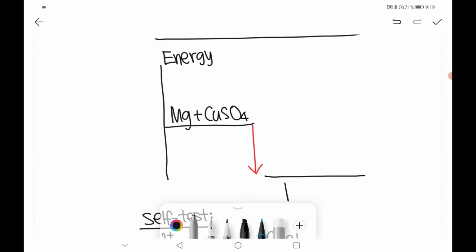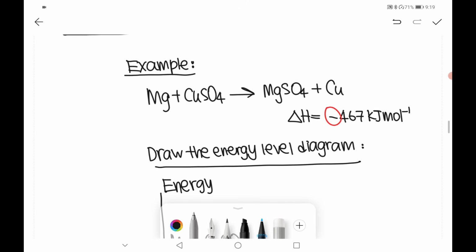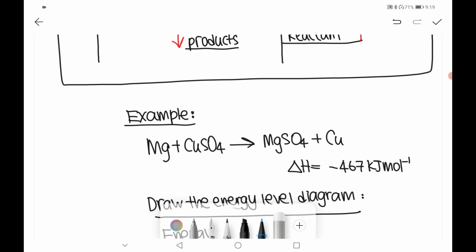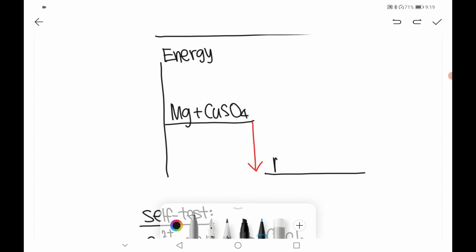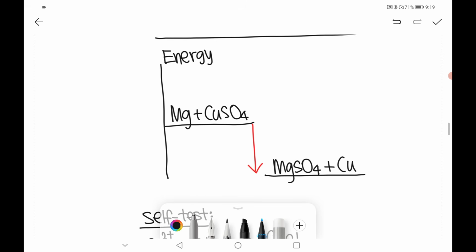So what is our product? Product is everything on the right hand side of the equation, which is these two. So we copy it: MgSO4 and Cu. Okay, so now we already drew everything.